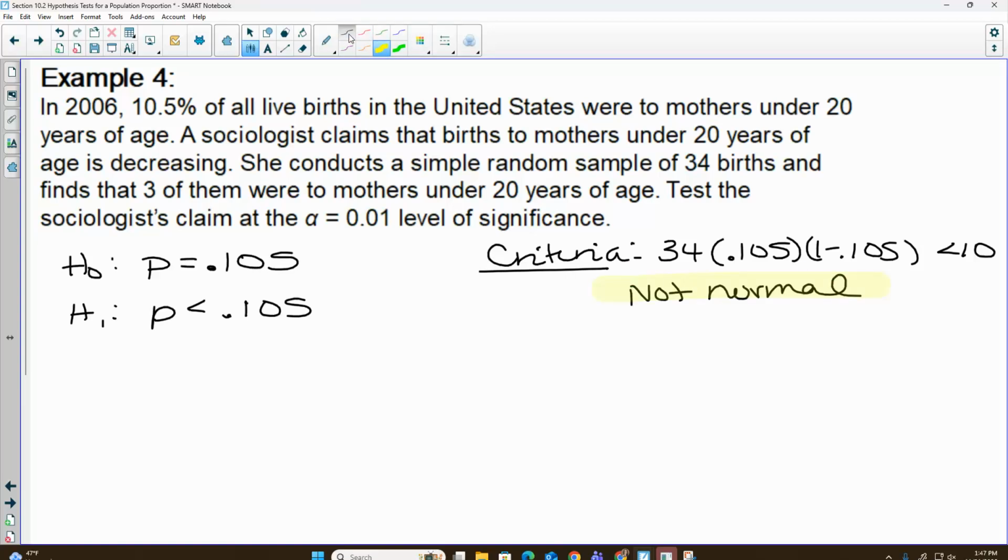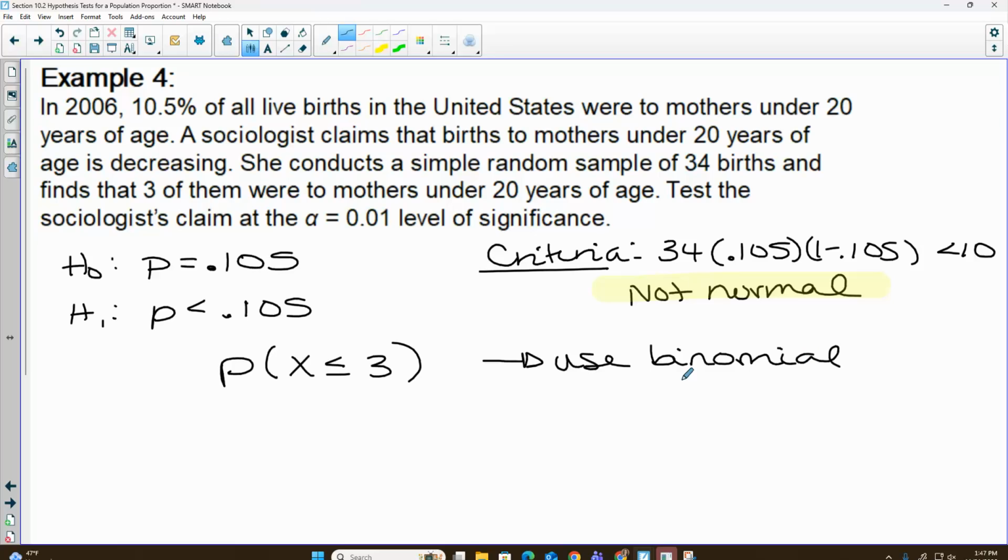That means we can't do what we have been doing. We need to find the probability. She found that 3 of them, so that x is less than or equal to 3. Since it's not normal, we will use the binomial approach. Now here's the downside to that. If you look in your formula sheet, we have the binomial table. It started on like A3, looked like this.